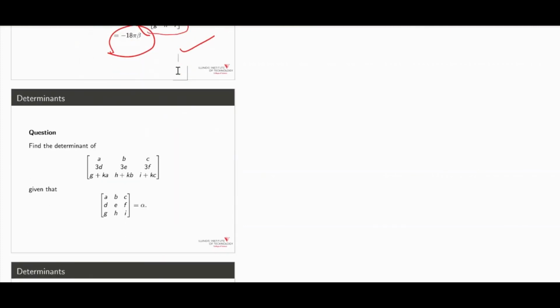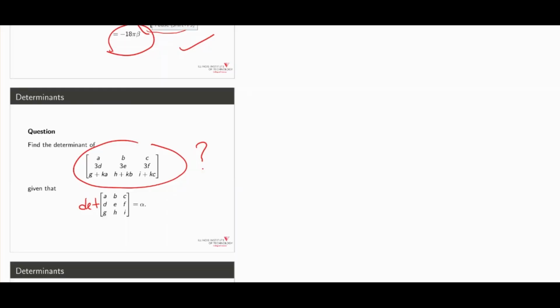Okay, so let's look at another problem right here. So again, you are given the determinant. The determinant of this matrix here is alpha. The question is, what is the determinant for this matrix then? Okay, so take a look and we'll be back. All right, I am going to give you a moment to work on these problems, and you can pause the video. And when you are ready, you can restart the video and I will be there to discuss the problem with you and work on it together.